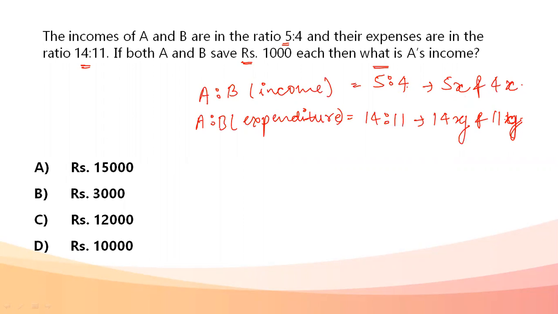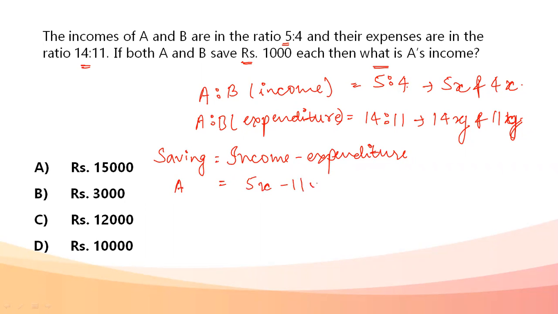Okay, now expenditure of A is 14y and expenditure of B is 11y. Savings, I know saving is equal to income minus expenditure. Saving is income minus expenditure. So for A, if I talk about savings of A, it will be 5x minus 14y, which is why I was taking different variables. Some of us, we do this mistake, we take the same variables and then when we do the calculations, we get stuck up there. Okay, now this is equal to 1000 because both of them are saving 1000 rupees each.